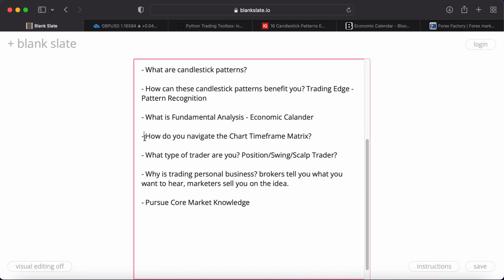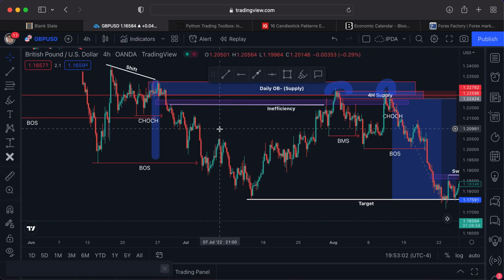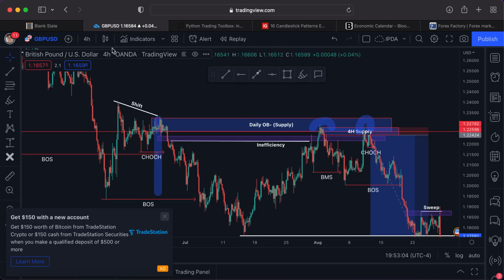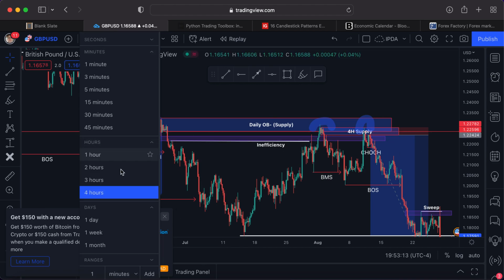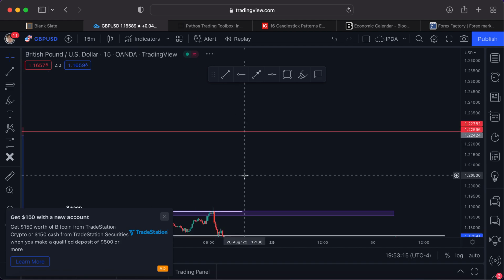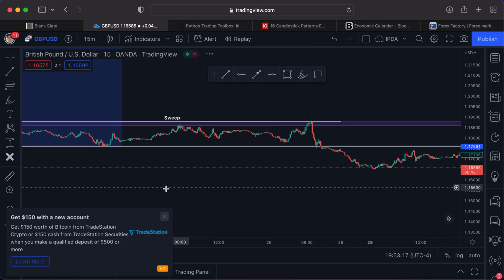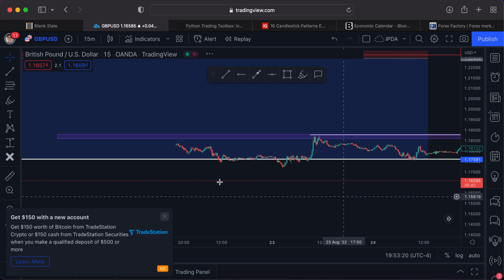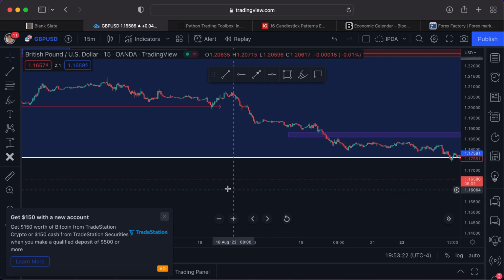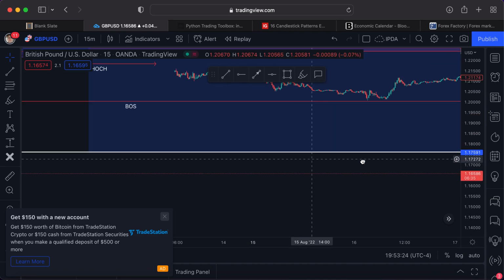So how do you basically navigate the chart time frame matrix? A lot of people have a lot of theories about this, but my favorite is kind of like how we broke it down here. It goes from the weekly to the daily to the 4-hour, and then we have narratives to follow and that we can break down into the 15-minute chart. And that's pretty awesome. So if we just break down this narrative real quick, we can go ahead and just scroll past all this. Let's get to the nitty gritty here.